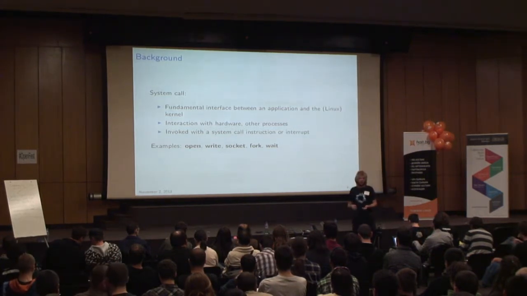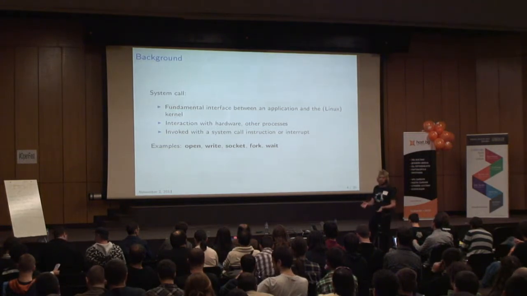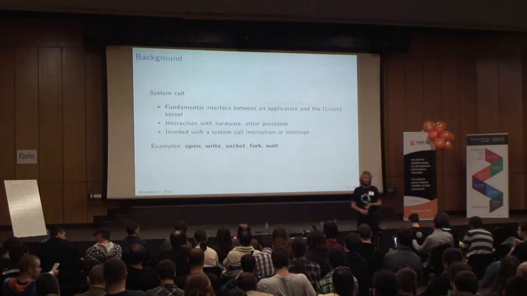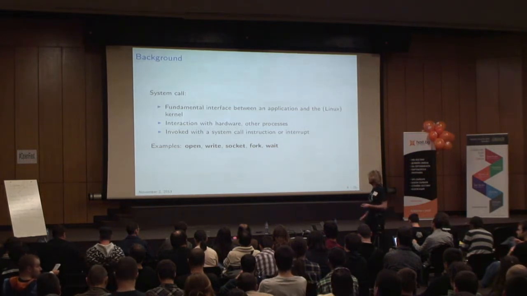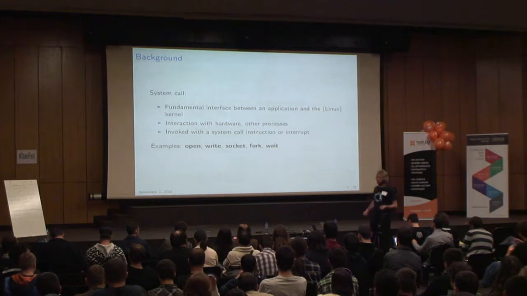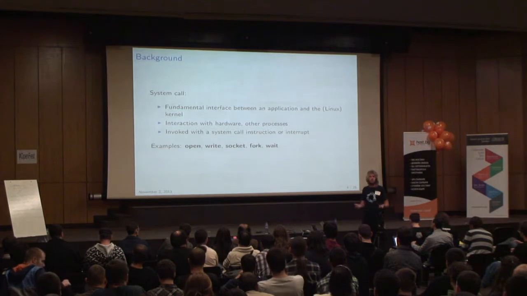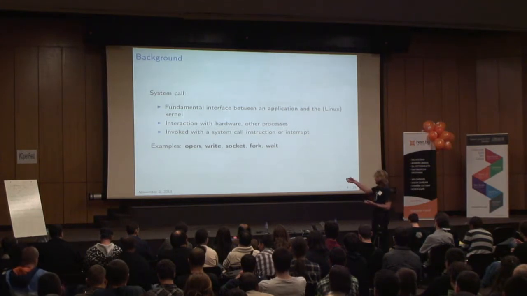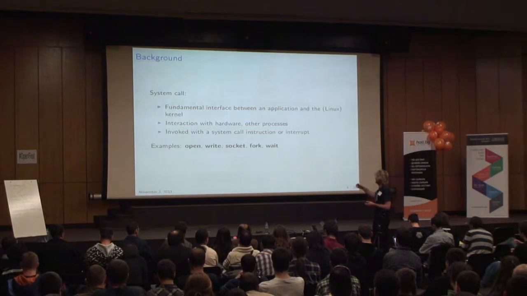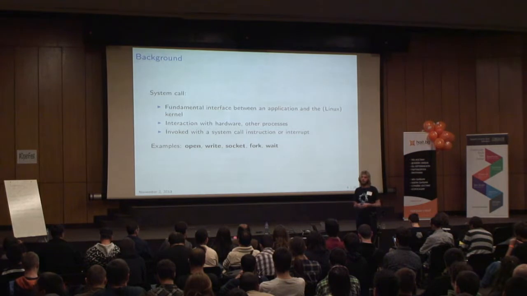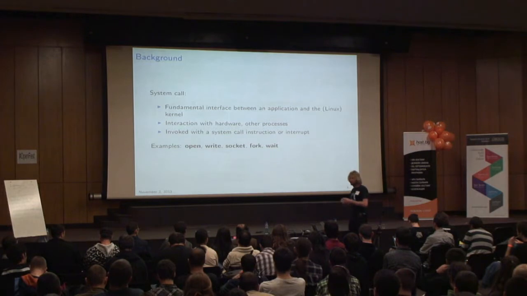And a system call is just a way to talk to the kernel, and you tell the kernel that you want it to do something by either executing a special instruction or equivalently an interrupt, depending on your platform. For example, there's the open system call, which you use to open a file. Then with whatever open returns, you can write to a file. You can create a socket. You can fork, which is duplicate my process and then do something else with it. Or you can wait on specific signals of a process. And there's lots of other system calls, but these are basic common ones.